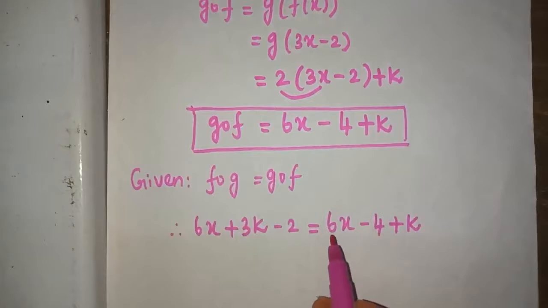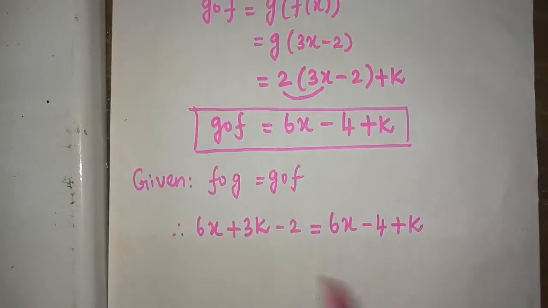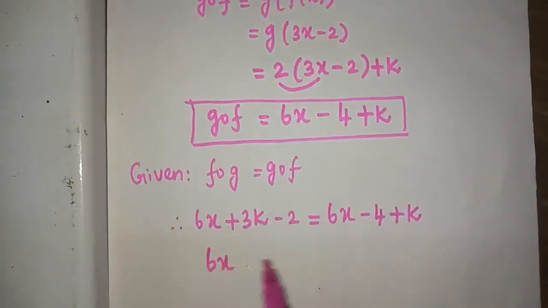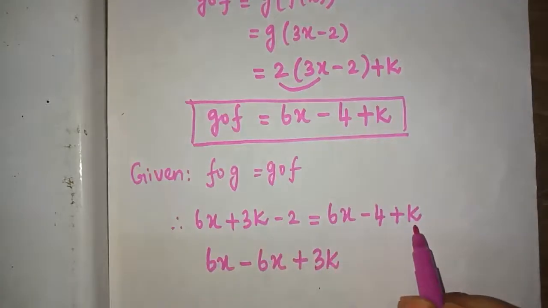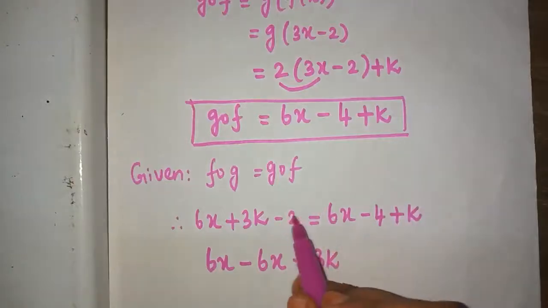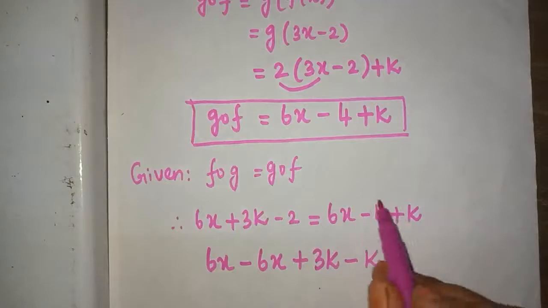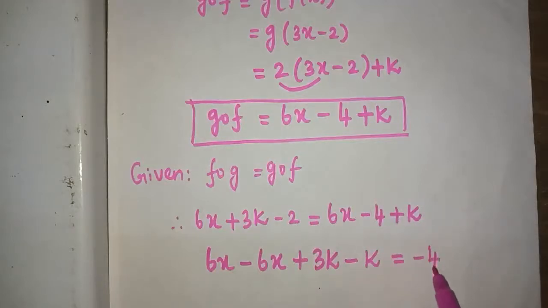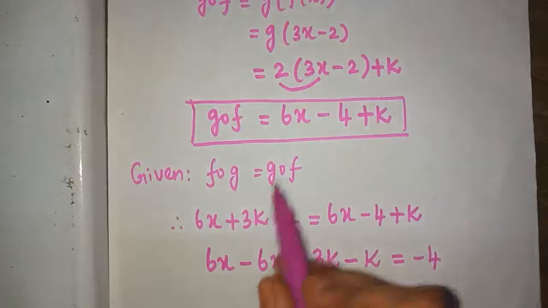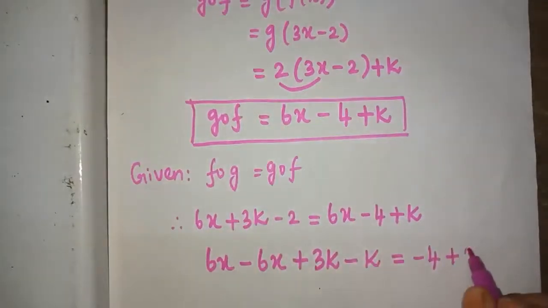Next you have to take the k value to one side and the constant value to the other side. So 6x, here also you have 6x. So if you take it to that side, you get minus 6x plus 3k. Then here you have k. So if you take it to this side, you get minus k, which is equal to the only constant term on this side, minus 4. Then you have to take minus 2 to the right hand side, you get plus 2.